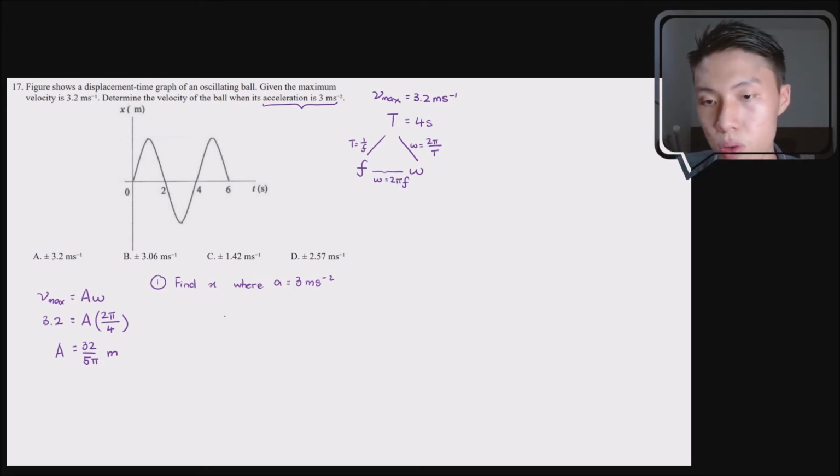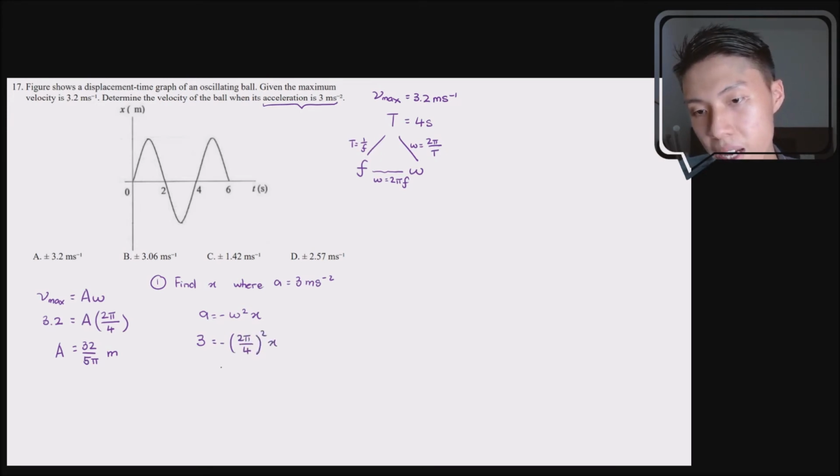So how do you find x when a is equal to 3 meters per second squared? You know that acceleration is equal to negative omega squared x. This is the relationship between the position and the acceleration. You want your acceleration to be 3, so what's the position? It's just a matter of calculation. So you are finding x. If you key into your calculator, you should be able to get the answer of negative 1.22 meter.